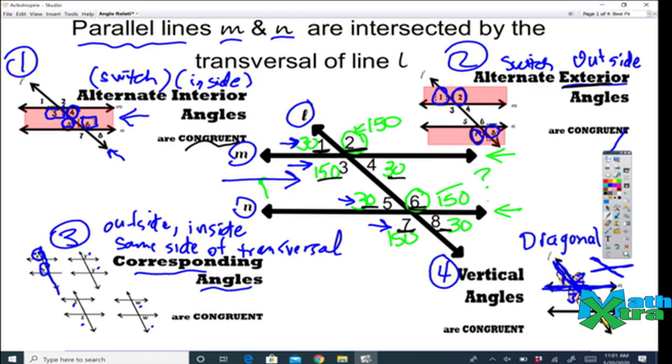Let's look one more time. And then vertical angles. If I have vertical angles, I'm in the bottom right corner. Vertical angles, I say 1 and 4. Notice that angle 1 and angle 4 are vertical. Well, that's 30 and 30. And then we said 2 and 3 are vertical. Well, that's 150 and 150. So here is the thing.